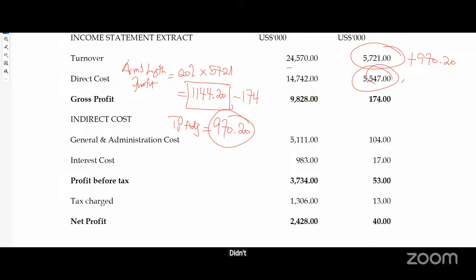Didn't he understate profit? Yes, he understated profit. This is a primary adjustment. Is this thing difficult? No. That's it.